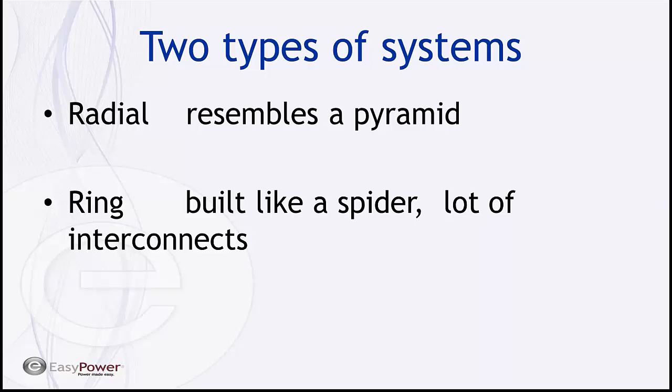There are two types of systems. The first is a radial system, which looks like a Christmas tree or a pyramid, with the utility at the top and all the distribution fanning out below it. The second is a ring system, where you may have redundancy and cross connects, but below that you may have some subsystems that are more radial oriented.